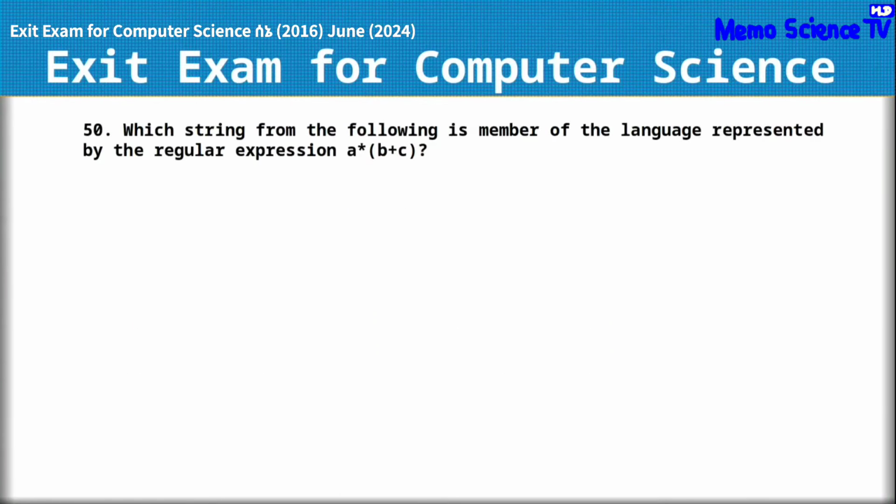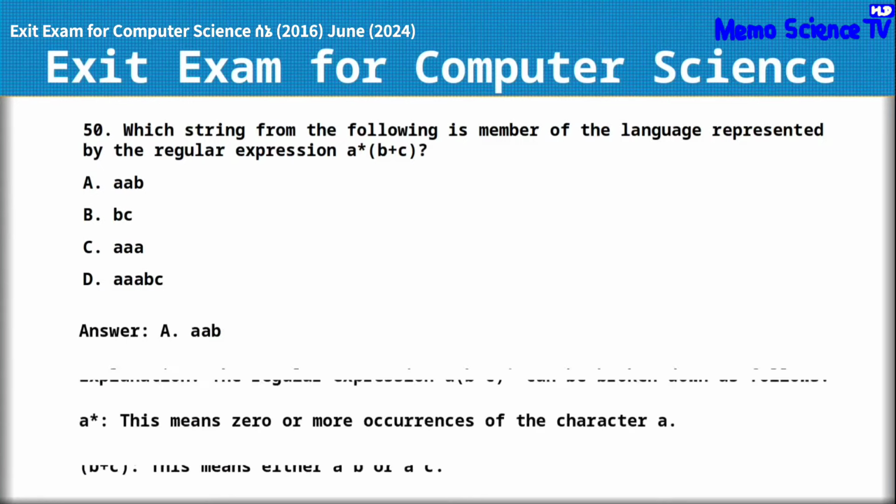Question number 50. Which string from the following is a member of the language represented by the regular expression A asterisk B plus C? A. ABBBC. B. CCA. C. D. ABC.